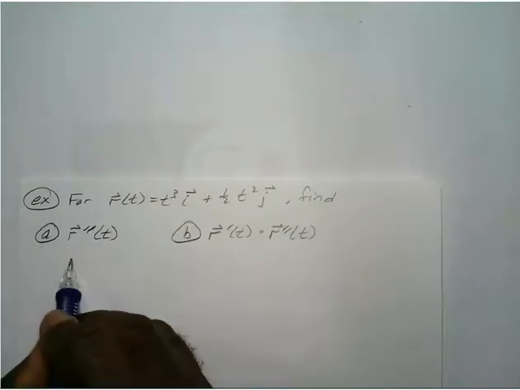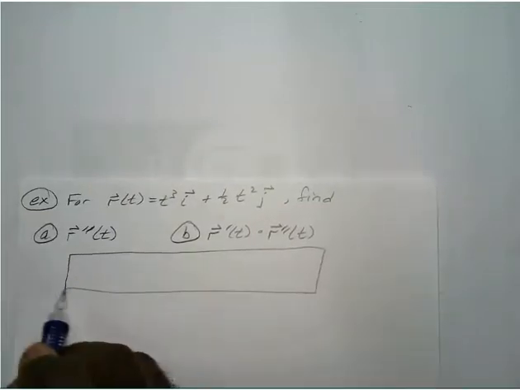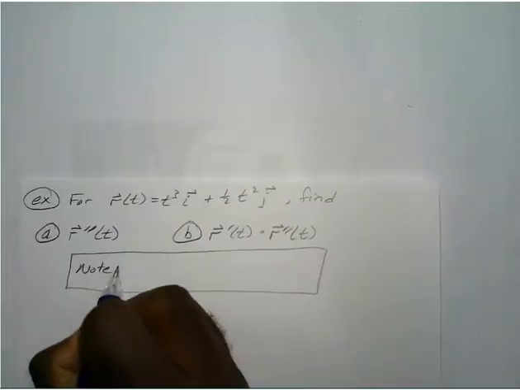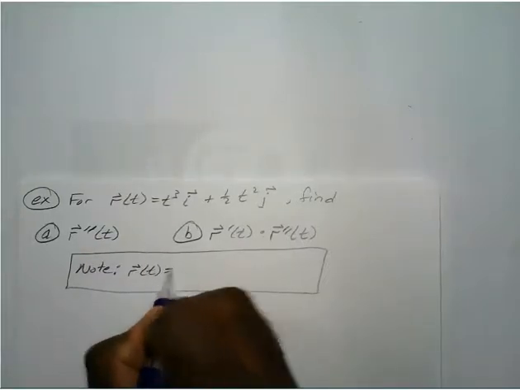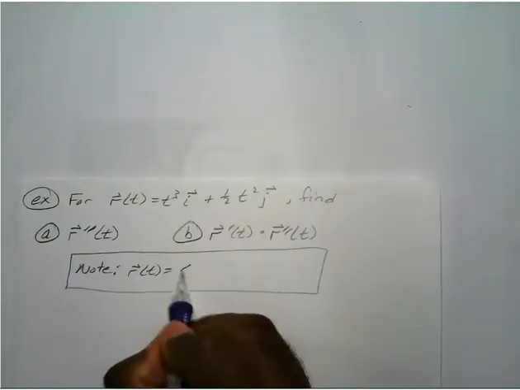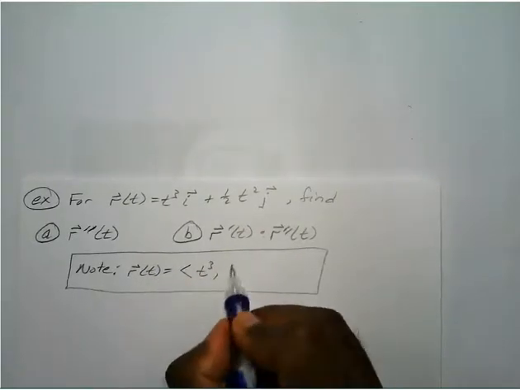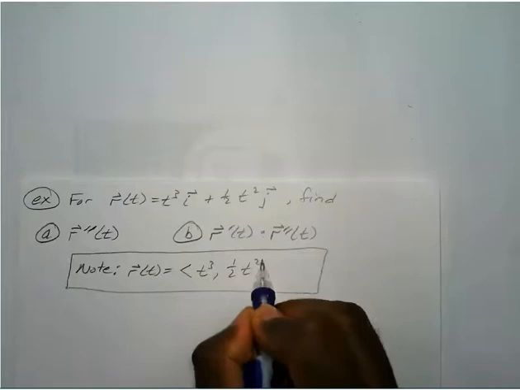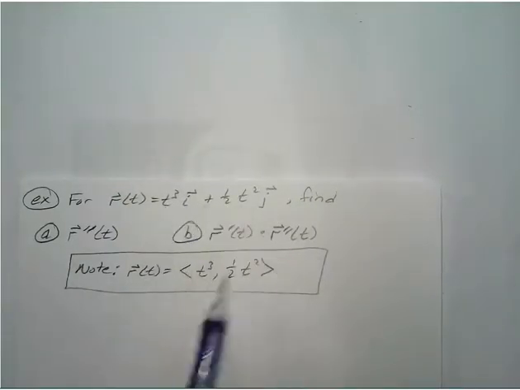Okay, now quick note. You can also write your r vector of t as just the components of your function component. So that's t to the third, 1/2 t squared. So you can also write it that way if you're not comfortable doing the dot product in this form. You can also write it like that. All right.